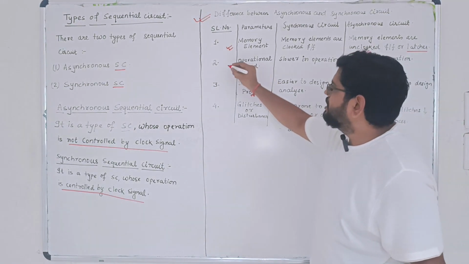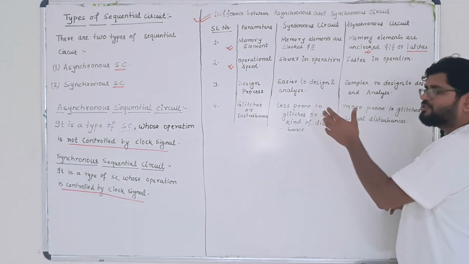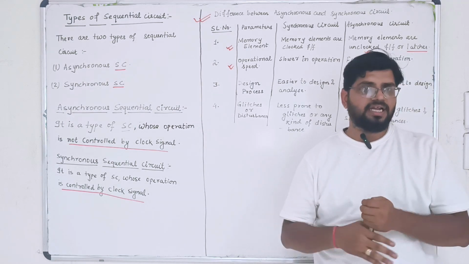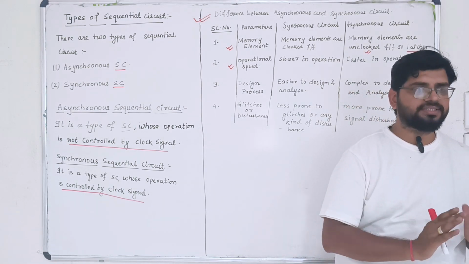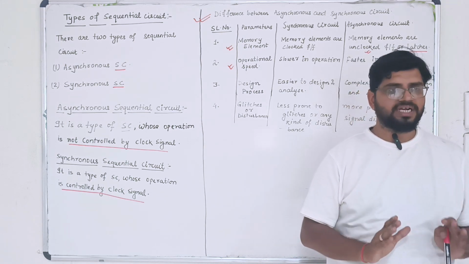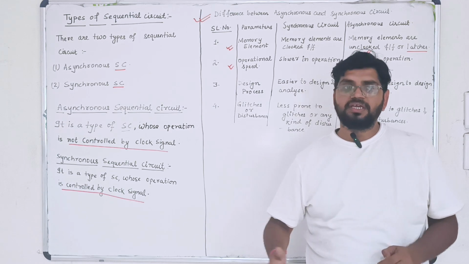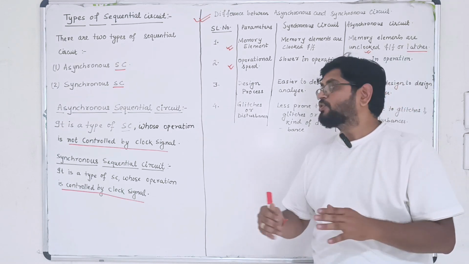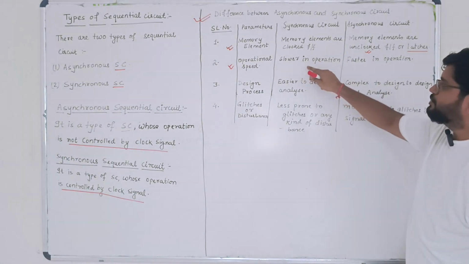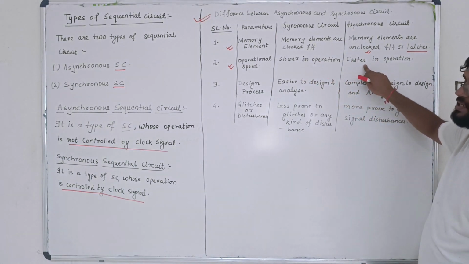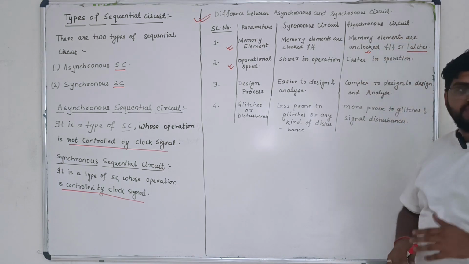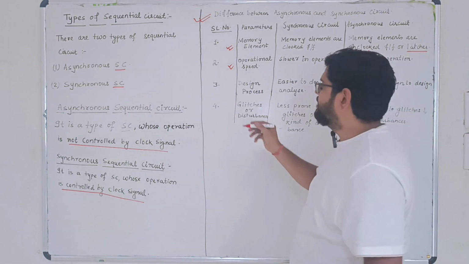The second one is operational speed. Think about the presence of a clock in a circuit versus the absence of a clock. If a clock signal is present, there must be some delay due to that clock signal, and that delay will make your output delayed. So the synchronous circuit, because of the presence of the clock signal, is slower in operation. But because there is no clock signal in an asynchronous circuit, it has faster operation.